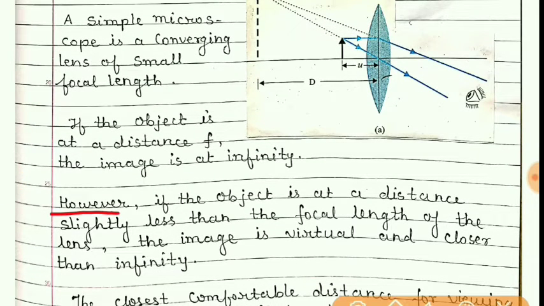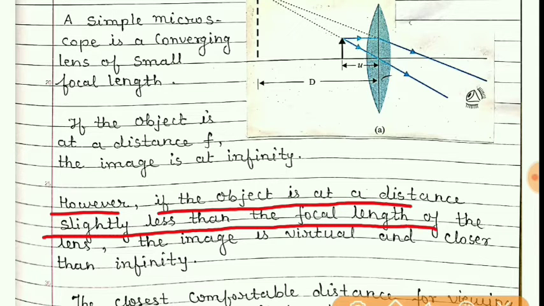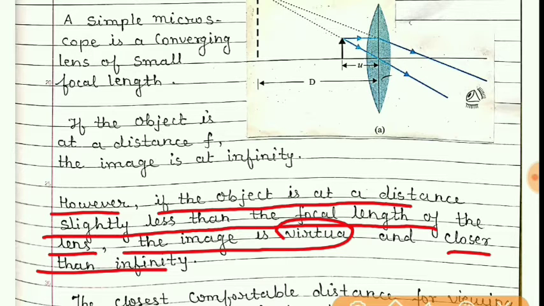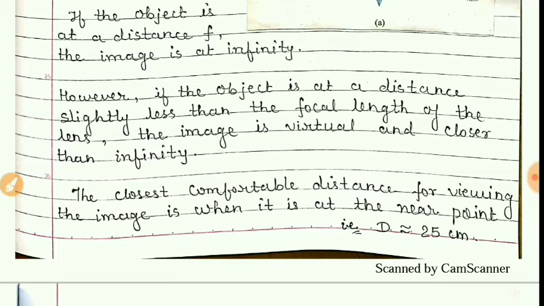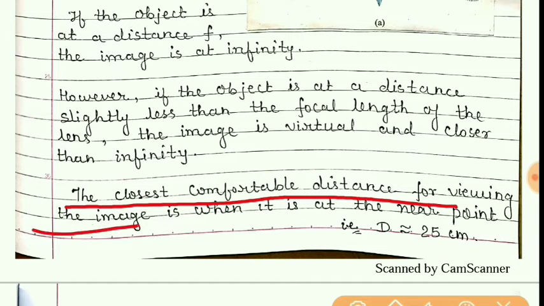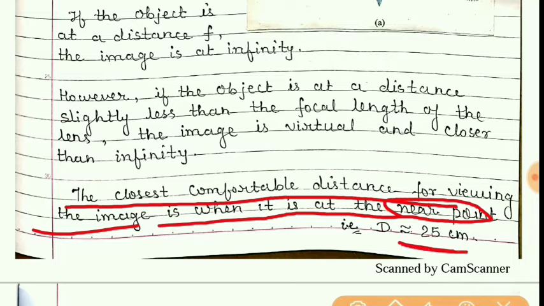But however, if the object is at a distance slightly less than that of the focal length of the lens, the image is virtual, erect, and closer than infinity. So the image will definitely be magnified. And the closest comfortable distance for viewing the image is when the object is at a near point. And for a normal eye, near point is about 25 centimeter.